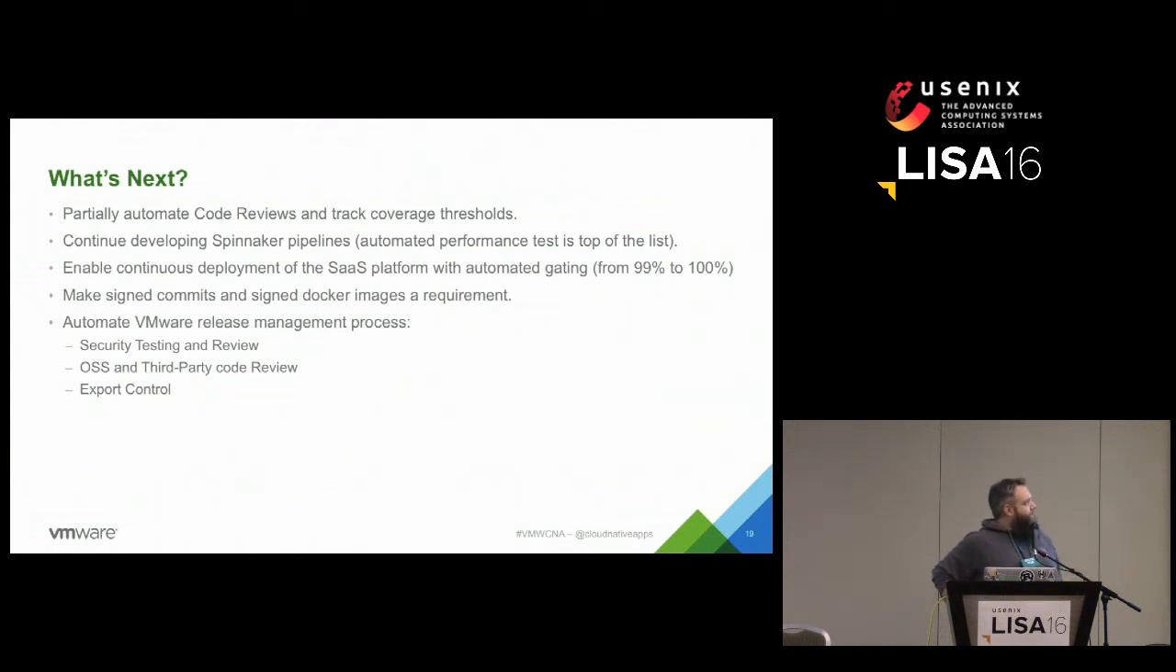Obviously, we keep continuously developing the Spinnaker pipeline. We want to have automated performance tests, which is the next thing we're going to work on. We want to have load testing happening before we actually release. And going from 99% to 100% basically requires automating the last steps right there.